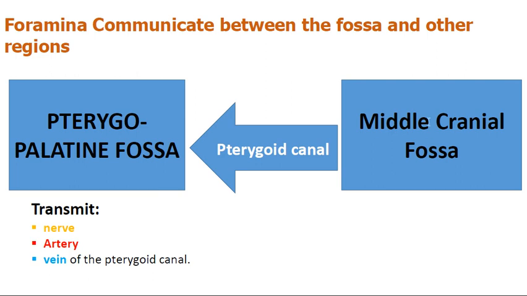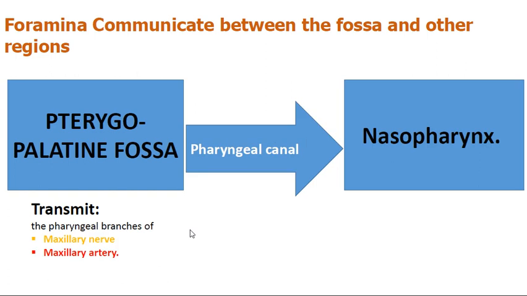Again, the middle cranial fossa communicates through another way, the pterygoid canal, to reach the pterygopalatine fossa, and this canal contains the following neurovascular structures: the nerve, artery, and vein of the pterygoid canal. They are named as such, and these nerves and vessels pass from the middle cranial fossa through the canal to reach the pterygopalatine fossa.